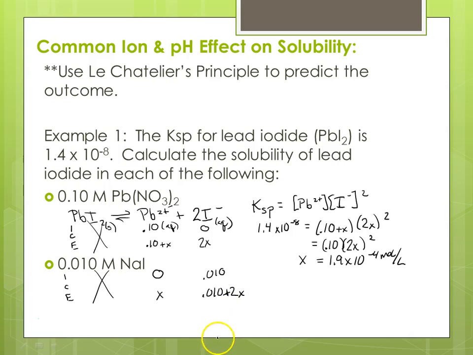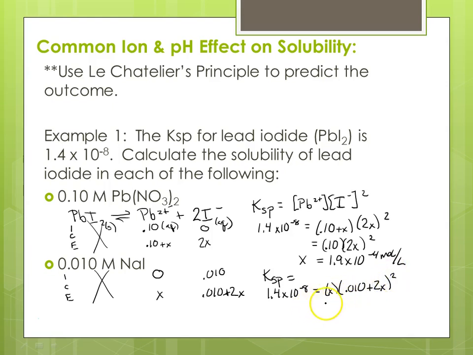Notice that it's plus 2x this time because I have 2 iodine ions for every 1 lead. But now, go ahead and plug this into your KSP expression. So KSP is 1.4 times 10 to the negative 8th. And this equals, now in this case, my lead is x. My iodine is (0.010 + 2x) squared.